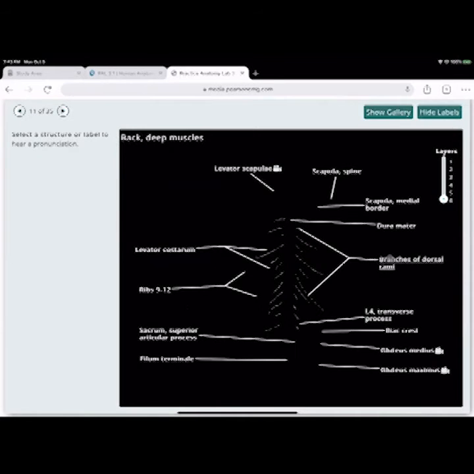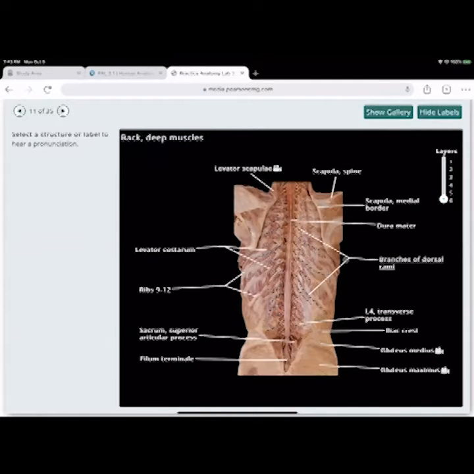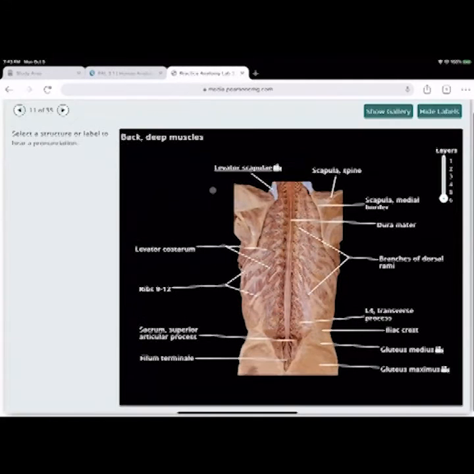Okay. And here you can see the levator scapulae muscle again coming up from the neck. You see the levator costarum muscles. These 3 ribs, 9 through 12. Then you can see 11 and 12. 11 and 12 are free floating ribs. Rib number 9 is a false rib.